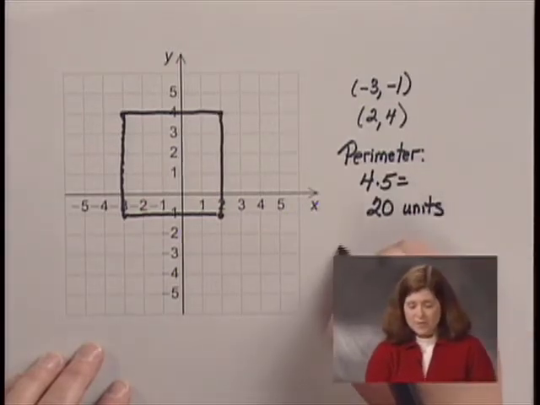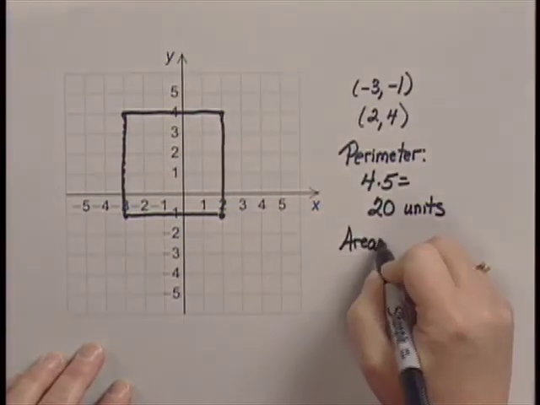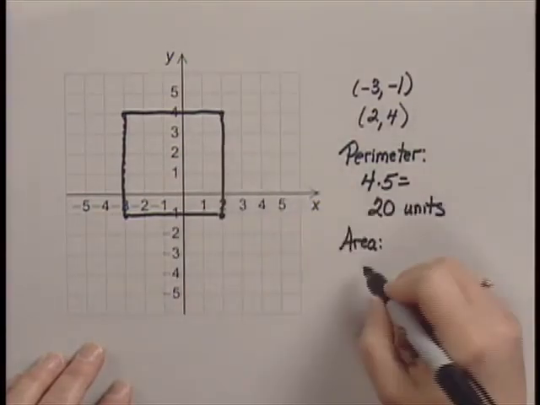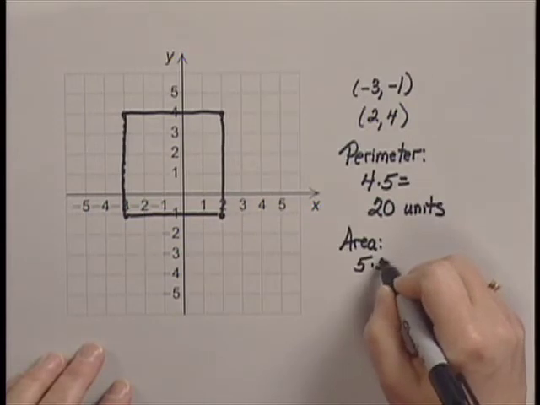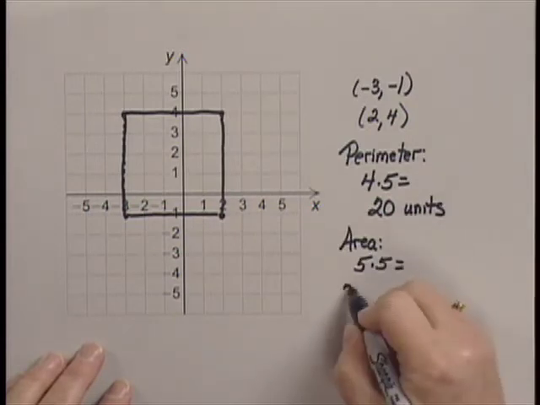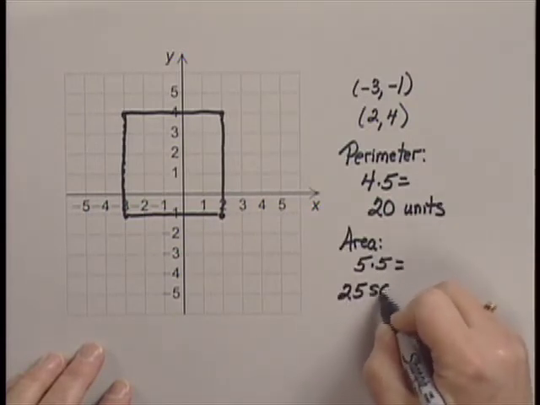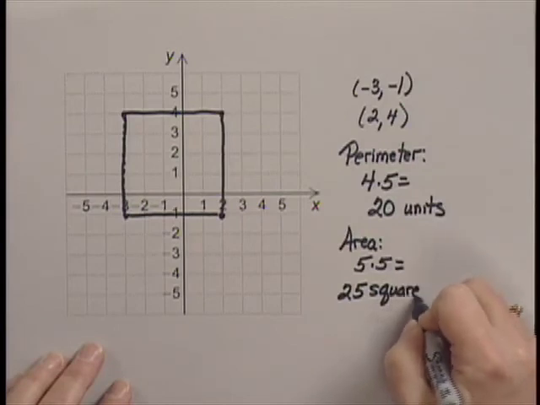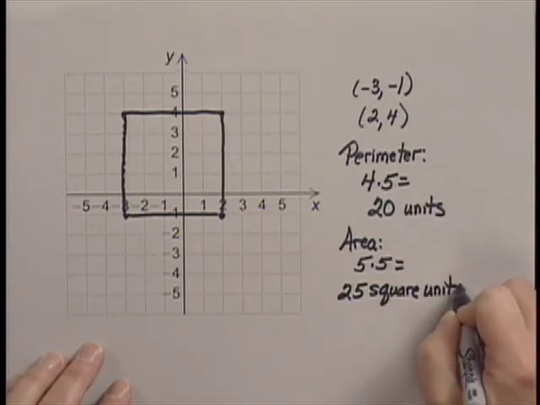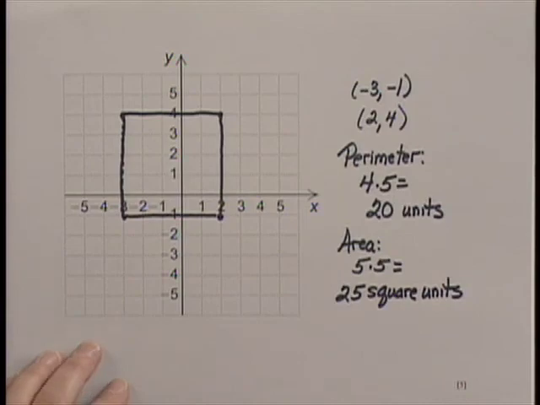The area of the square would be 5 times 5, or 25 square units. And we found the perimeter and the area of the square.